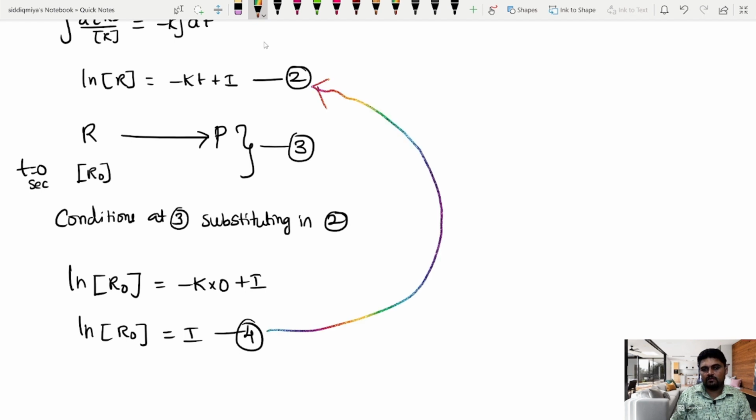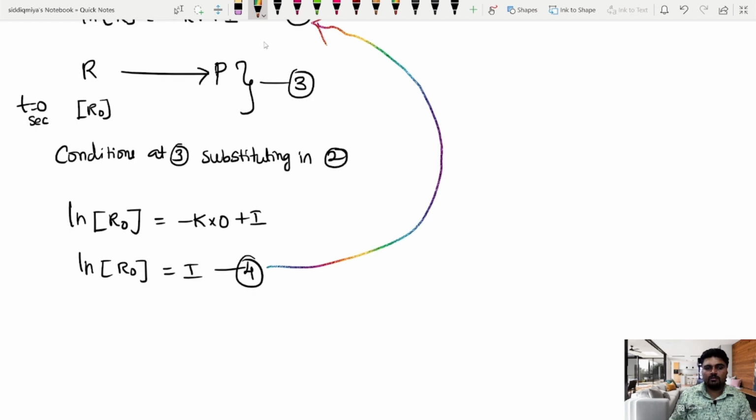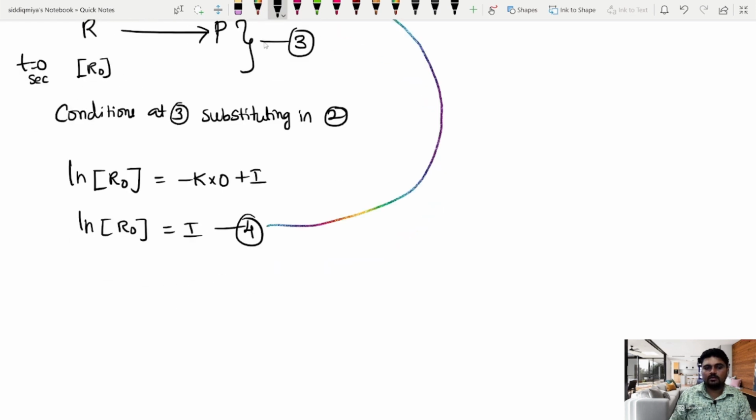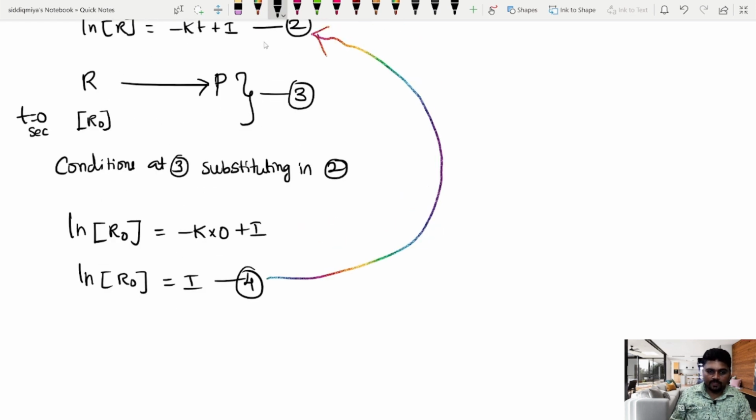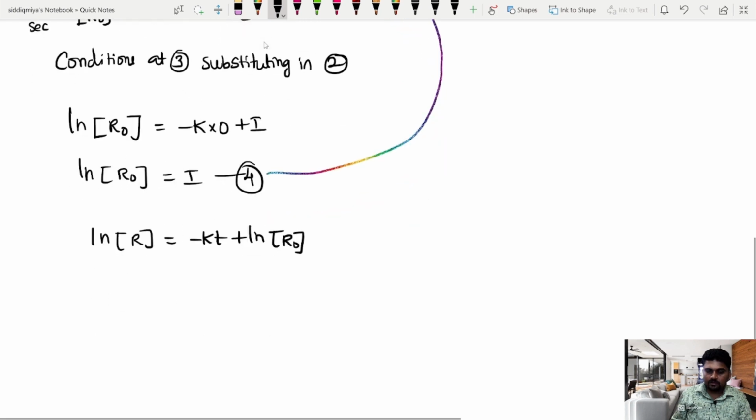Equation 4 you have to substitute in 2. So what will happen? Instead of I you have to substitute ln R naught. So you will get ln R is equal to minus kt plus ln R naught. From this one what we can write?